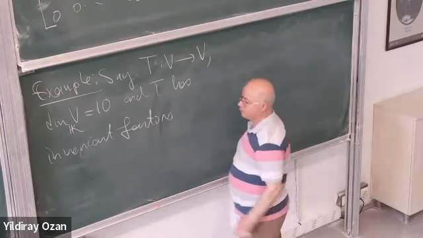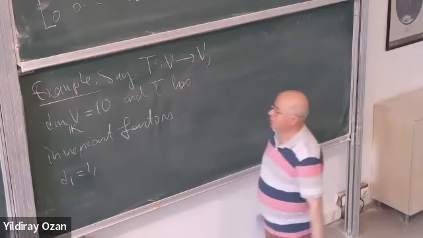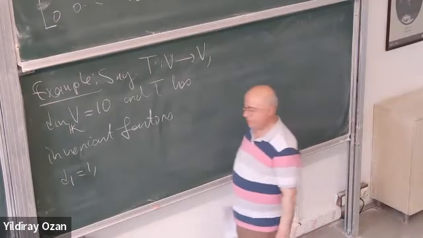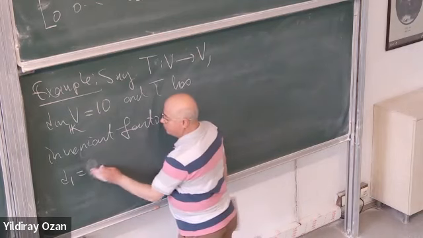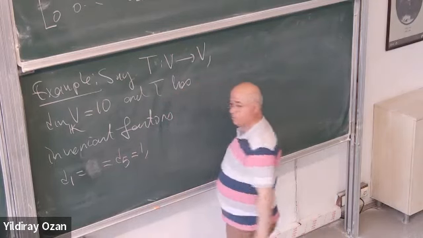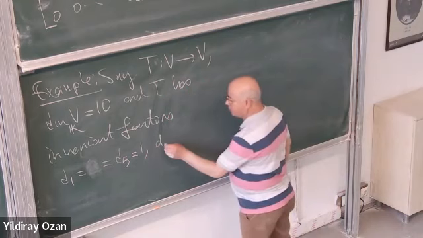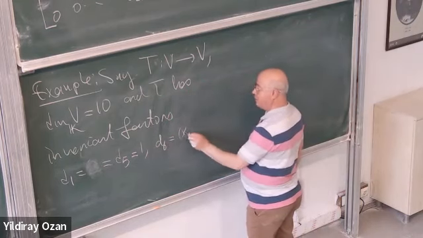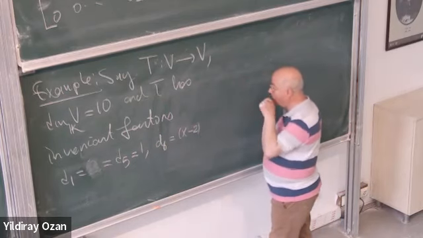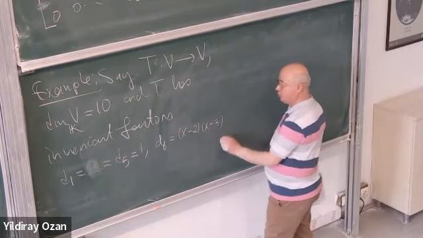Şöyle invariant faktörler olsun. D1 1 olsun. Şimdi 10 tane invariant faktör olacak. İlk 5 tanesi 1 olsun. Tamam mı? Ondan sonra D6 x minus 2 olsun. D7 x minus 3 olsun.